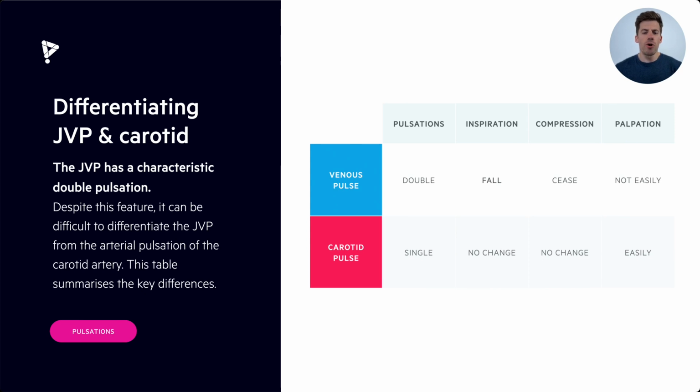With the carotid pulse, it's a single pulsation. There's no change in inspiration. There's no real change on compressing lightly at the base of the neck, and it's easily palpable.